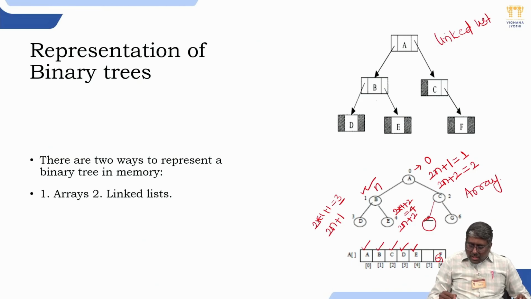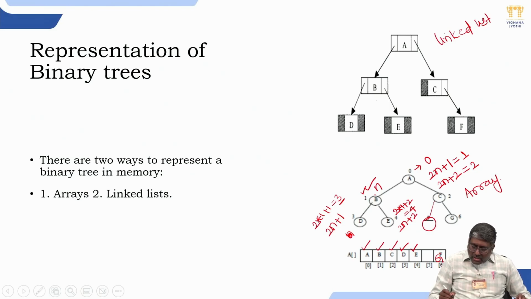And suppose we want to find the parent of a node, we can do that by using an equation. Suppose the left child is at the n position, here the third position, so the parent is at the first position. And similarly the right child is at the fourth position, and its parent is at the first position.